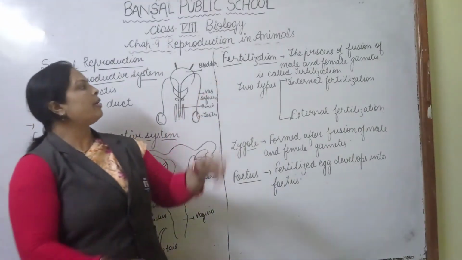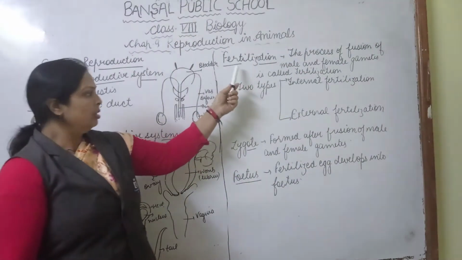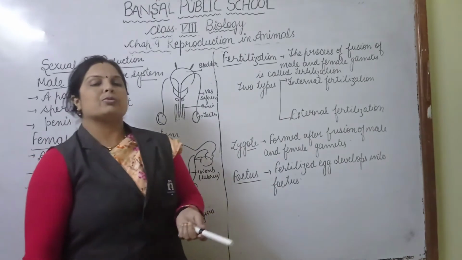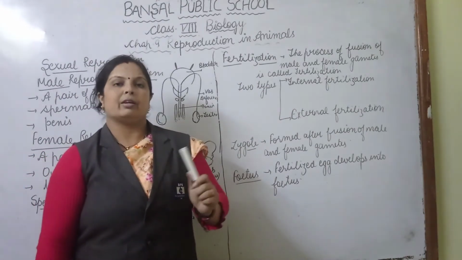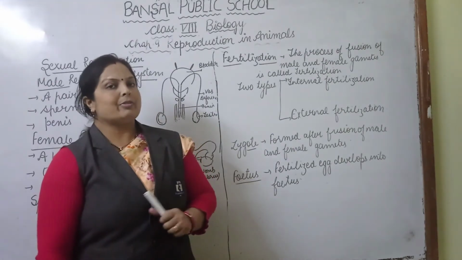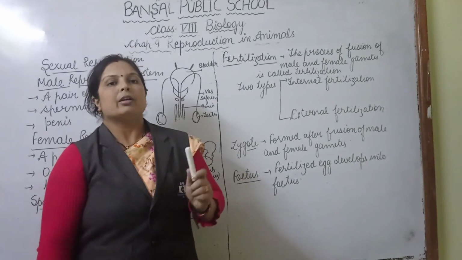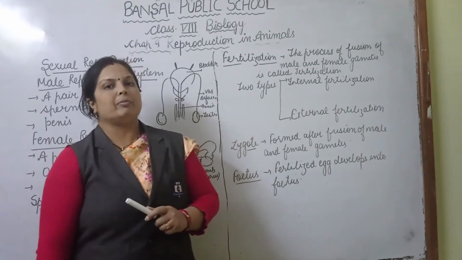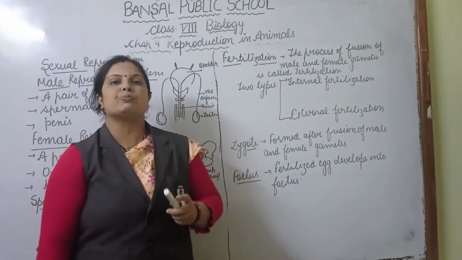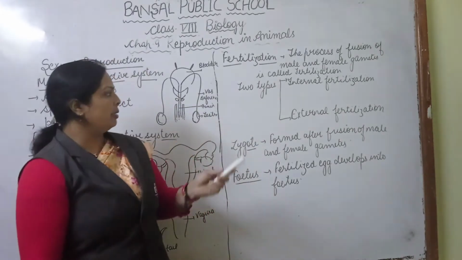Clear? Now, our next topic is fertilization. What is the meaning of fertilization? Fertilization is the process of fusion of male and female gametes. The male gamete is a sperm and the female gamete is an ovum. So fertilization is a fusion which takes place between the male and female gametes.